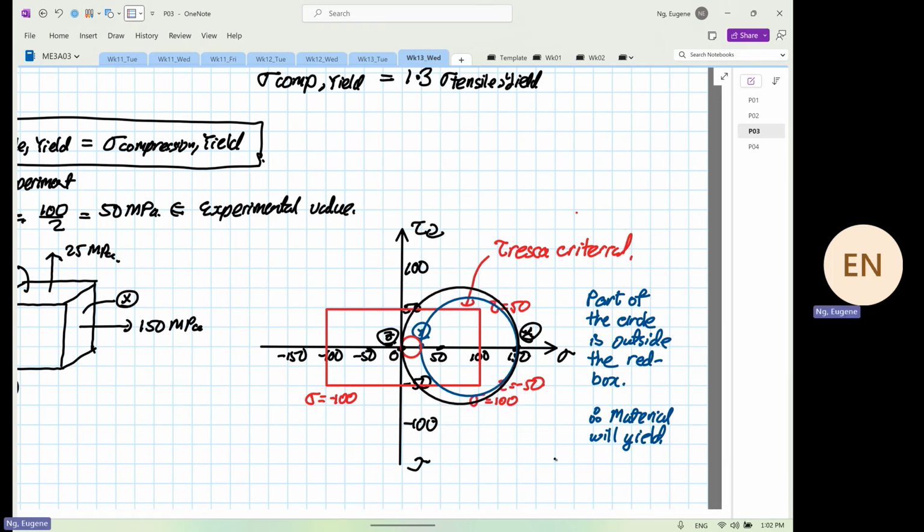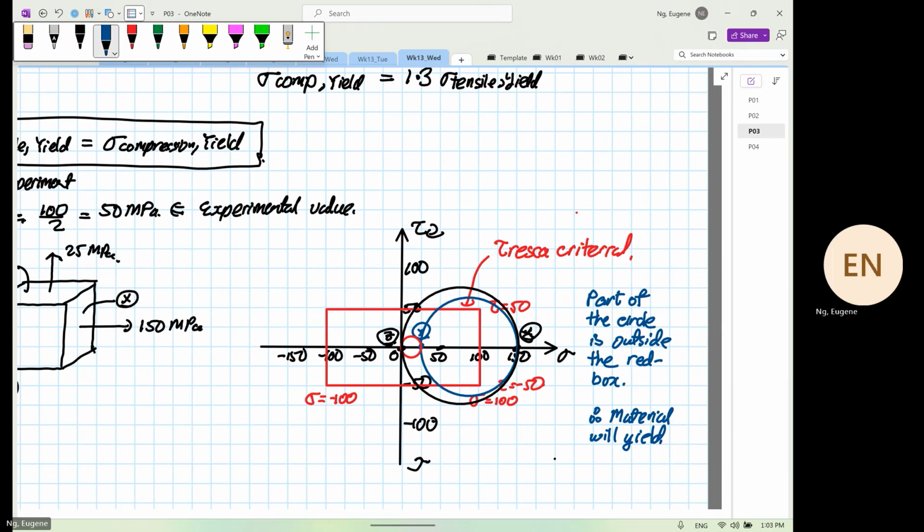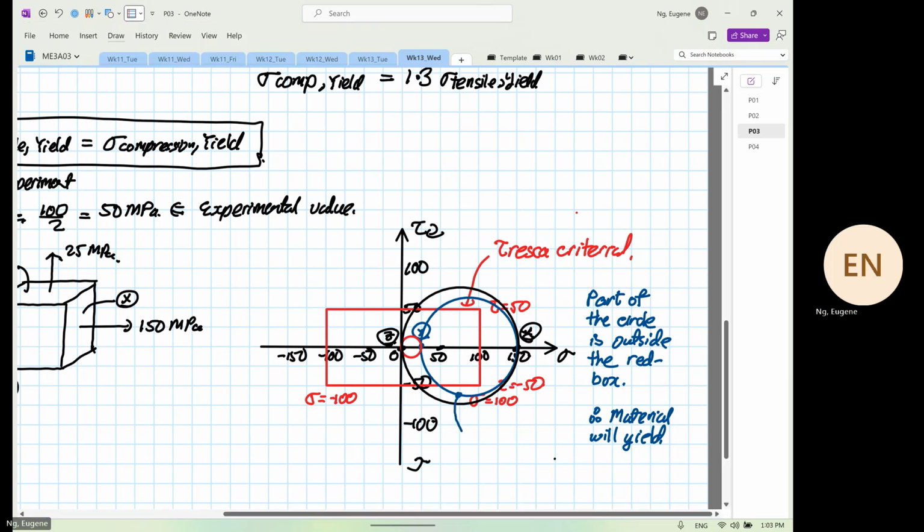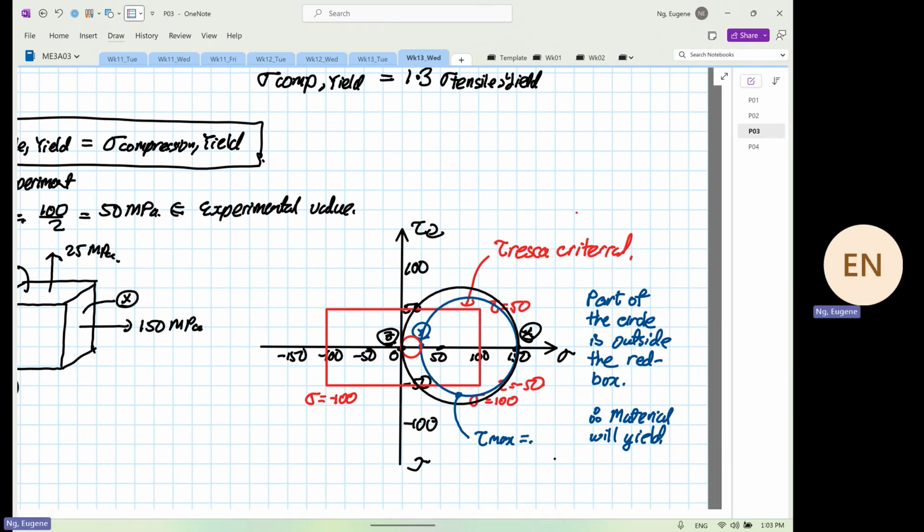If you were to just look at the blue circle, this circle over here, the tau max will be equal to what? The tau max will be equal to 150 minus 25 divided by 2. So 150 minus 25 divided by 2 will be only 62.5.